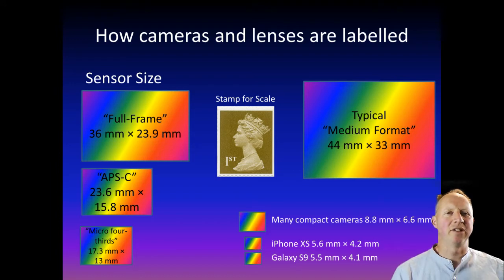APS-C is about 2/3 of those dimensions, and that means APS-C lenses can be a bit lighter and smaller, and the sensor size is important because the bigger the sensor, the bigger the photo sites on that sensor, and that means they're generally better at capturing colour and better at capturing low light. So a full frame camera you expect to be a bit better at capturing low light conditions than an APS-C camera.